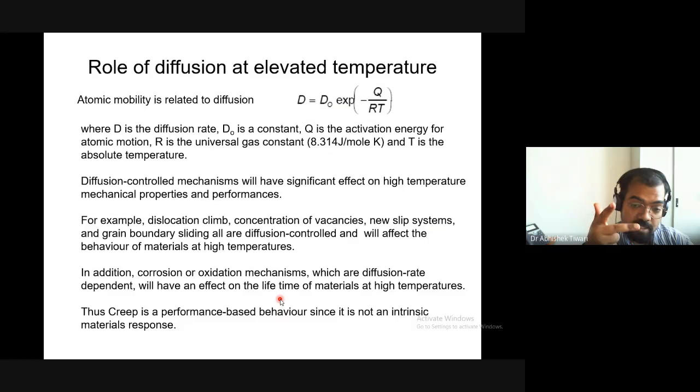So why? Because there are two mechanisms now. First is purely creep, and second is there is a corrosion. So once you have a crack, for instance, and you have oxidation at the crack tip, then the crack will propagate with a higher velocity. So the material resistance will decrease because of this corrosion.